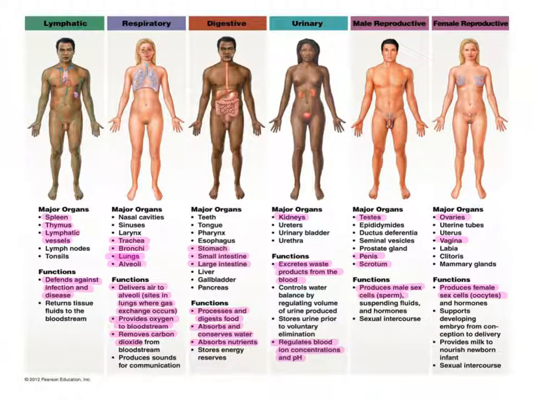Number seven is the lymphatic system. Number eight is the respiratory system. Number nine is the digestive system. Number 10 is the urinary system. And number 11 is the reproductive system, with A being the male reproductive system and B being the female reproductive system.